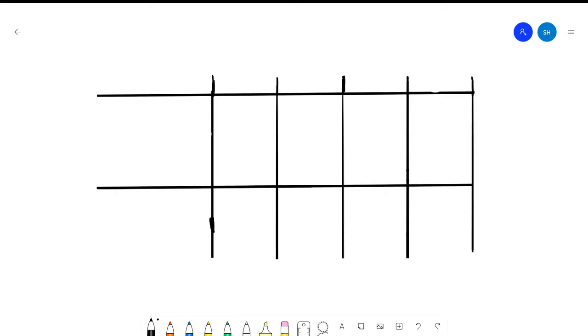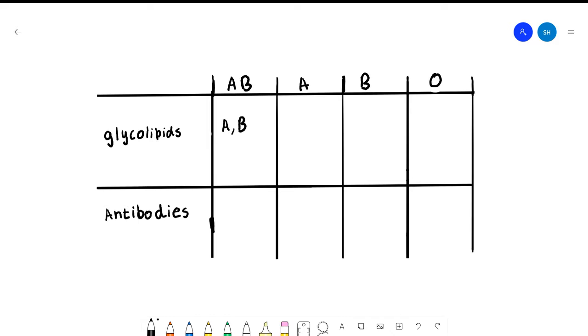We know that there are four main base blood groups, which are AB, A, B, and O. And we know that there are glycolipids, and we also know that our body has antibodies. So, what do we know about the AB blood type? Well, we know that it has both the A and B glycolipids, and we know that it has no antibodies because it has both the glycolipids.